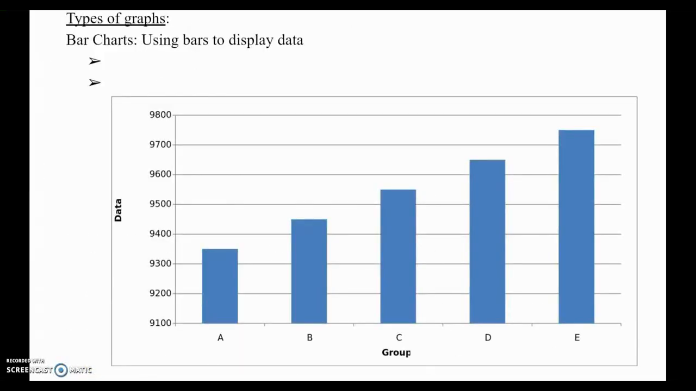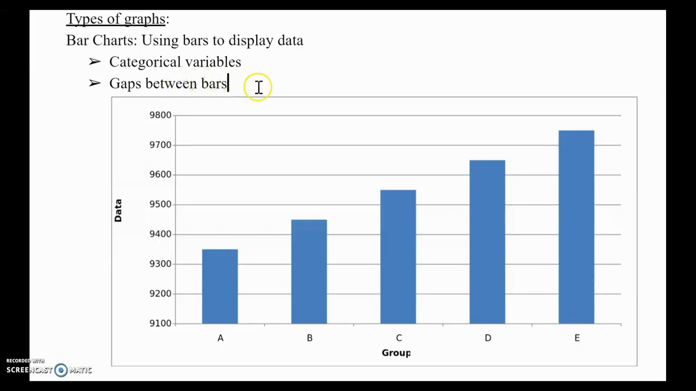The first one that comes up is bar charts, which is just using bars to display data. Now, the only way you can use a bar chart is if the variables are categorical in nature. So categorical variables, and as you can see, there are gaps between bars. Why is this second part very important? Further in this unit, we're going to talk about histograms, which look awfully similar to bar charts, but we need a way to distinguish them.